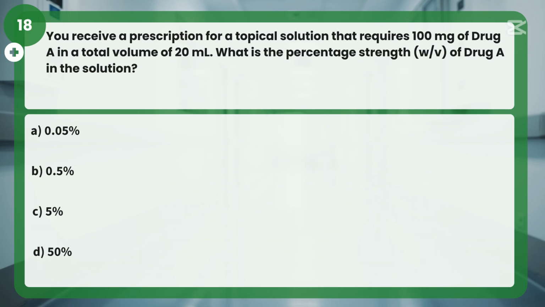Question 18. You receive a prescription for a topical solution that requires 100 mg of drug A in a total volume of 20 milliliters. What is the percentage strength, w/v, of drug A in the solution? A. 0.05%. B. 0.5%. C. 5%. D. 50%.